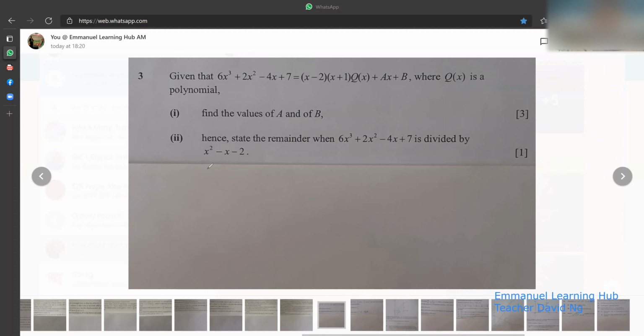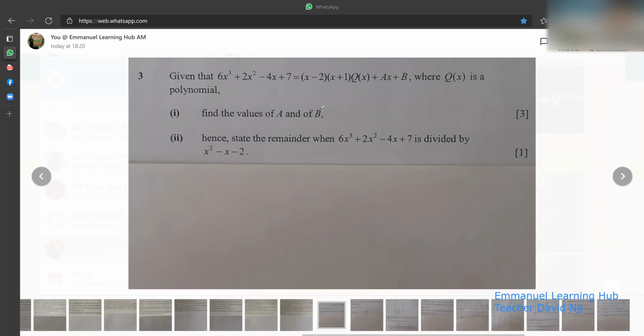Okay, question 3 says that given that 6x cubed plus 2x squared minus 4x plus 7 is equal to (x minus 2)(x plus 1) q(x) plus ax plus b, where q(x) is a polynomial, find the values of a and of b. You could get question 3 part 1 correct, am I right? So I will not be dwelling on your part 1 since you got it right. I'll go straight to part 2.